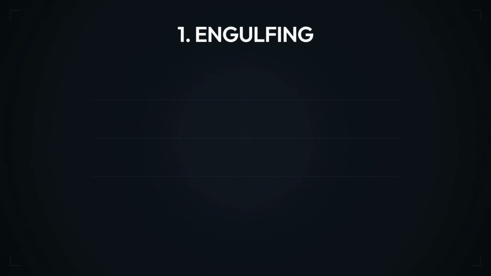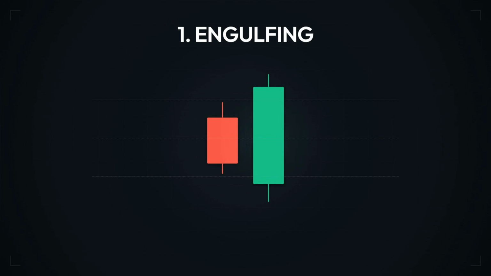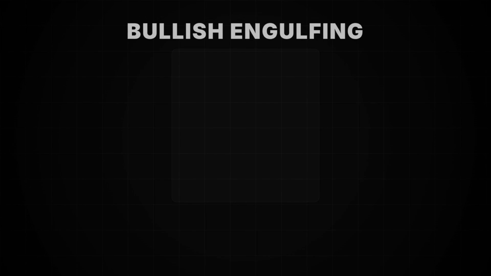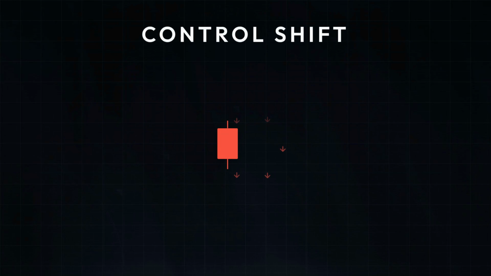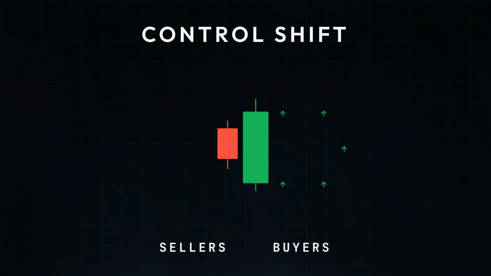Pattern number 1 is the engulfing pattern. The name sounds difficult, but the concept is simple. One candle completely covers the body of the previous candle. Imagine the market is in a downtrend. The first red candle shows that sellers are still strong, but then a large green candle appears and completely covers the previous red candle body. The important thing here is not just the candle color, it is the shift in control. Sellers had control, and then buyers took that control away from them.